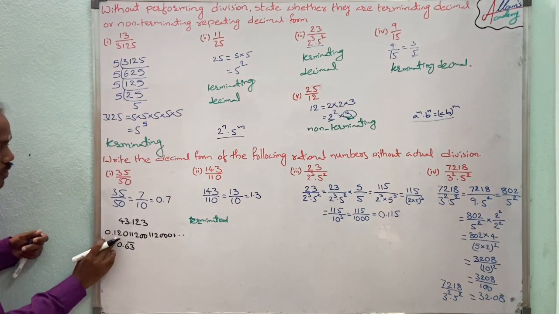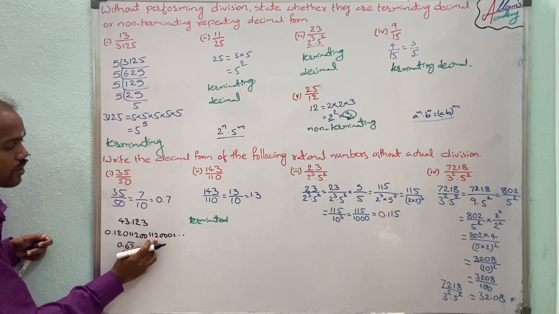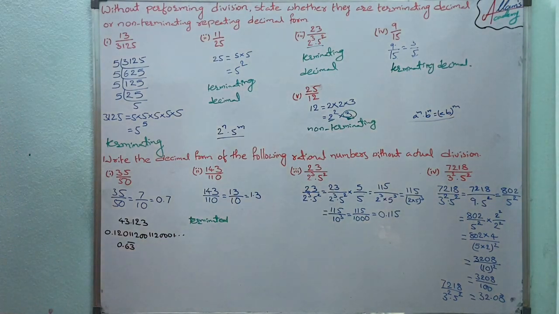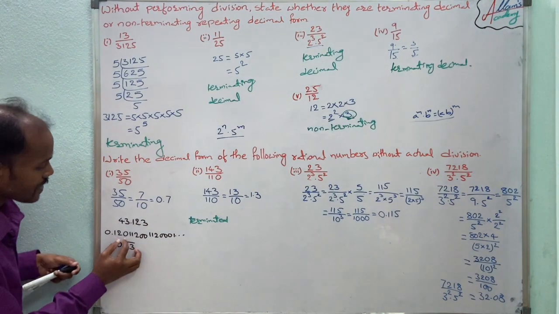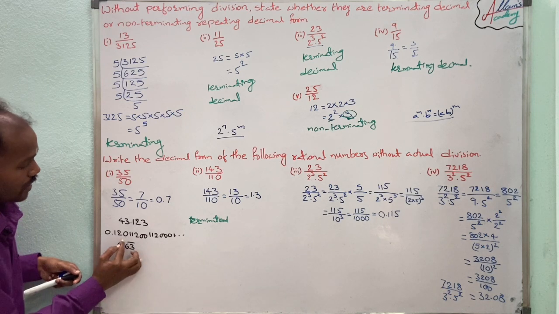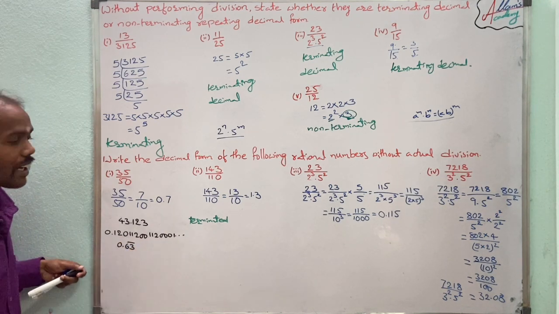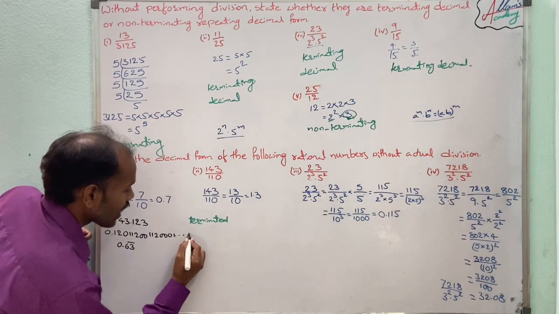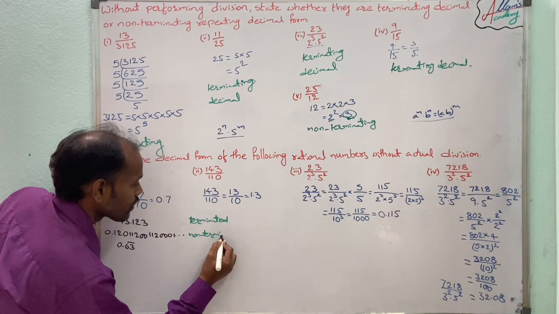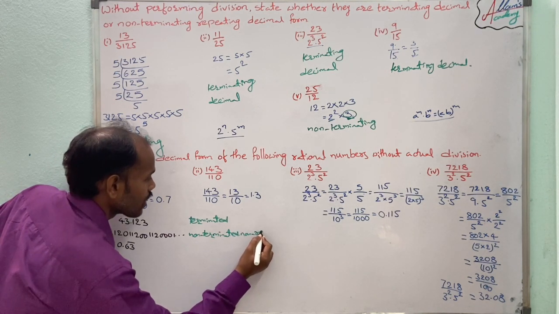Now 0.12011200011200001 up to so on. Now here observe, here it is non-terminated, and here observe the digit is repeated but not in the correct order, so it is non-terminated, non-repeated.